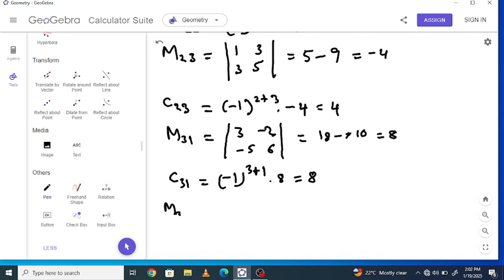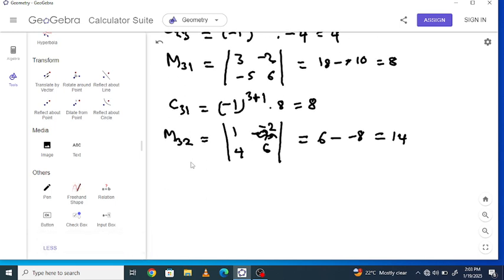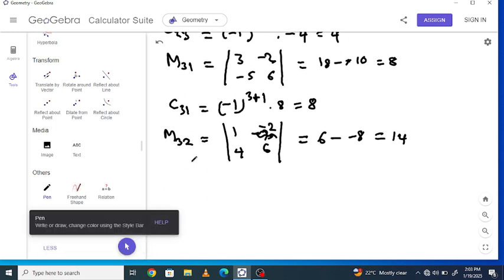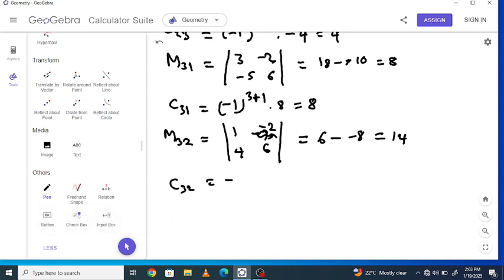We are going to have M32, and our M32 gives us 1, negative 2, 4, 6. Sorry, this is negative 2. We are going to have 6 minus 8, which is 14. Our cofactor C32 will be negative 1 to the power 3 plus 2 times 14. It gives us negative 14.